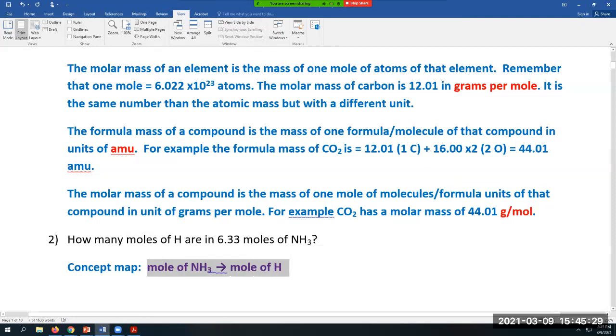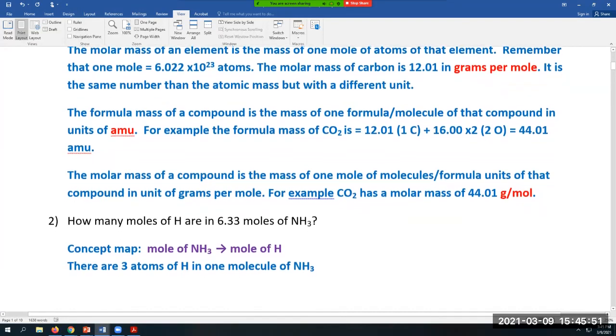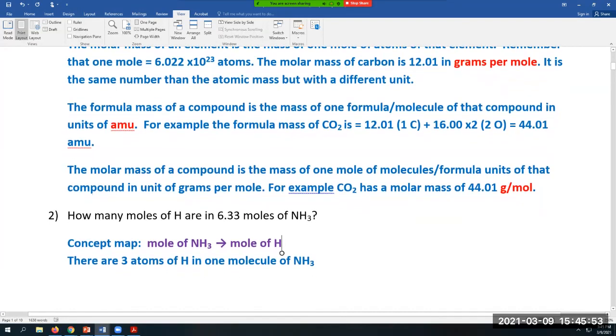It's a mole-to-mole conversion. And because H is part of the formula of NH3, you only need the formula to find how many H you have per NH3. And so if you look at the formula, it tells you that there are 3 atoms of H in 1 molecule of NH3, right? If you look at 1 molecule of NH3, you have 3 atoms of H and 1 nitrogen, right? 1 nitrogen surrounded by 3 hydrogens.